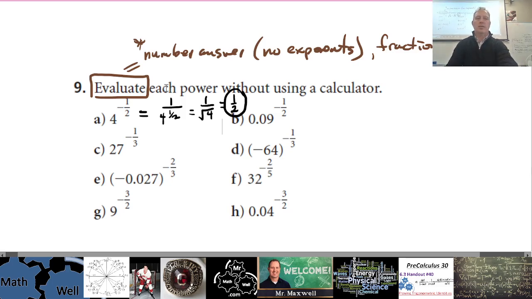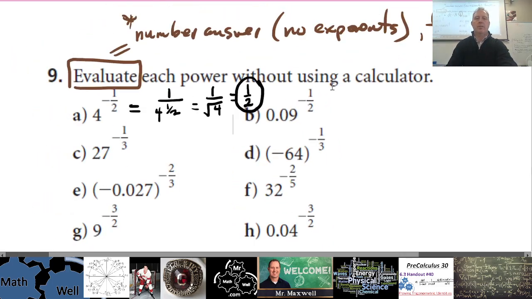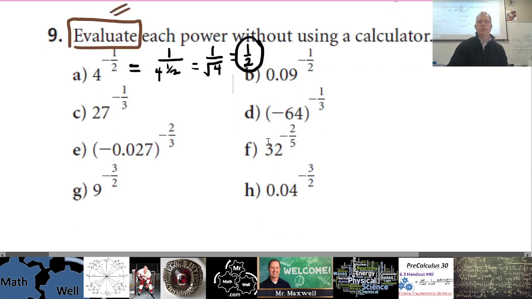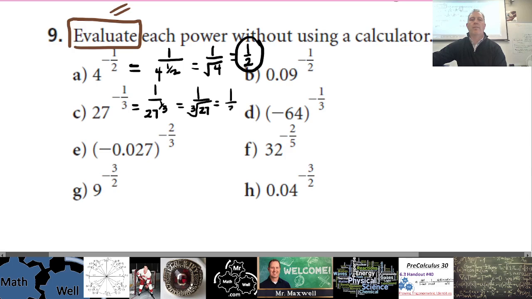Can you guys see that in the back? I'll zoom in just a bit. All right, I don't have a lot of room here, but I'll try and do my best. So 27 to the negative 1/3, that equals 1 over 27 to the positive 1/3, which is 1 over cube root 27, which is 1 over what? 3.